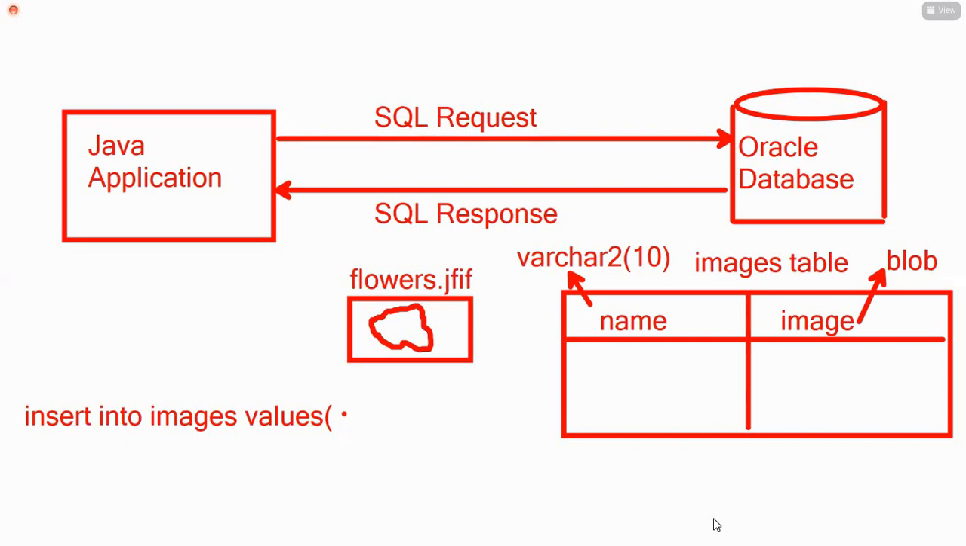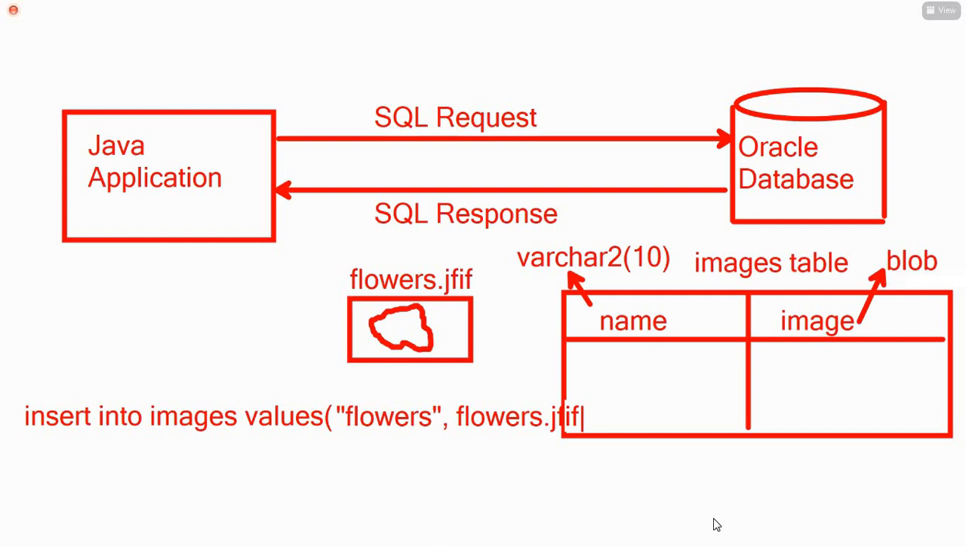Now, what we have tried? Insert into images values. Name: flowers, some name of the image, in string format. Next, extension: flowers.jfif. If I write this, is the image stored? File name stored.